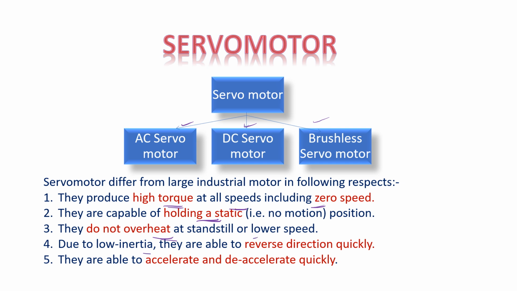Due to low inertia, they are able to reverse the direction quickly, because if you have more inertia, then you have more resistance. It takes time to move forward or reverse direction. So they are able to accelerate and decelerate quickly. For these operations which are required to actuate the joint, we need a servo motor.